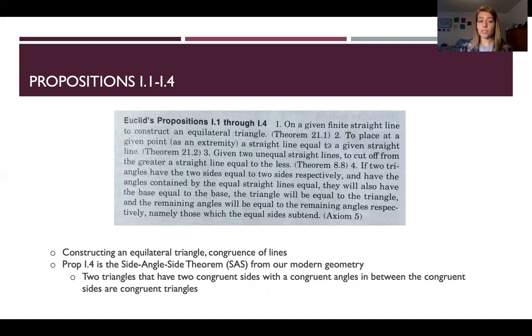And actually proposition 1.4 is the side angle side theorem from modern geometry. So it says if you have two triangles and they each have a congruent side, and then that angle within the congruent side is also congruent, then you have two congruent triangles. And so that's pretty cool that he does define that. It's very wordy in his words, but that's what that one is.